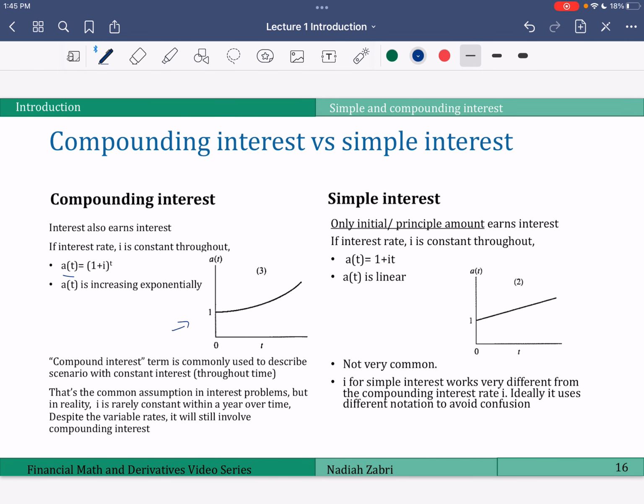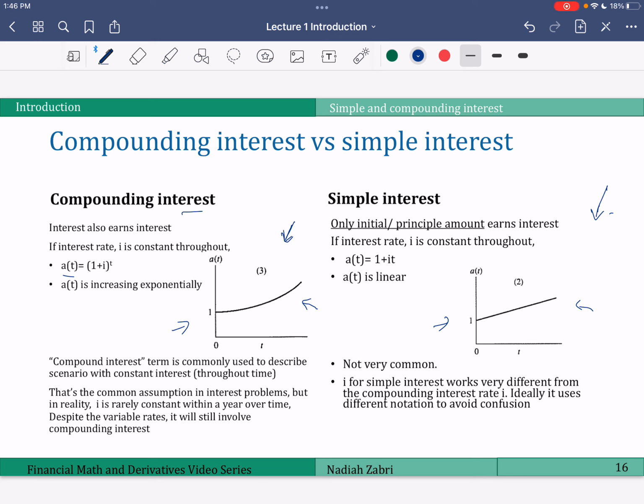Do you remember these two accumulation functions? I hope you do. We saw them before. This one is increasing exponentially, and this one is increasing linearly. Of course, I think we agreed already that as an investor, we would prefer this method of interest accrual, but as a borrower, we would prefer to pay less interest, right? So as a borrower, we will prefer this more than compounding interest.